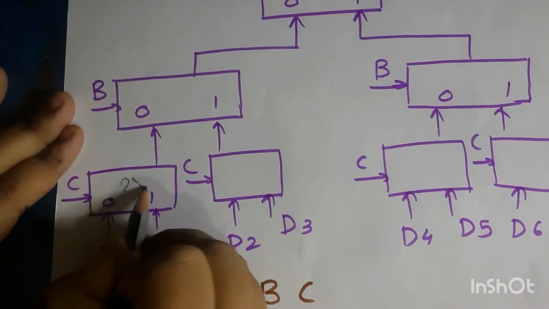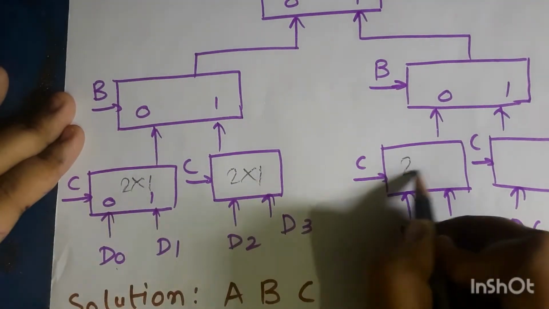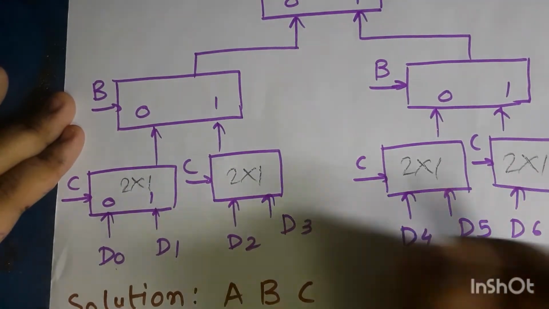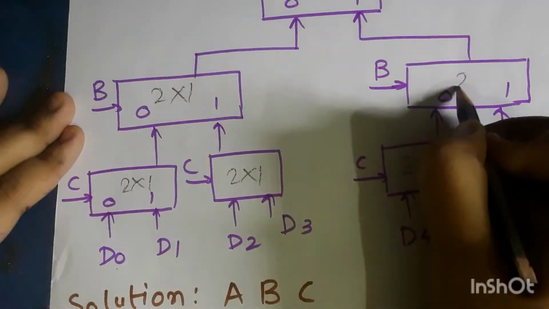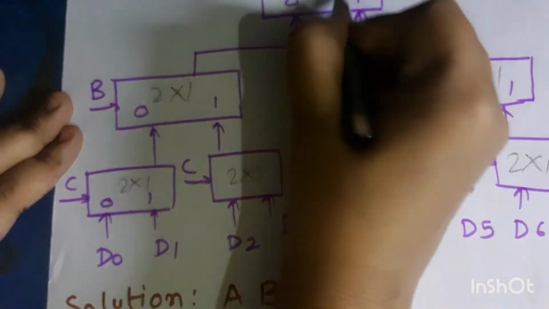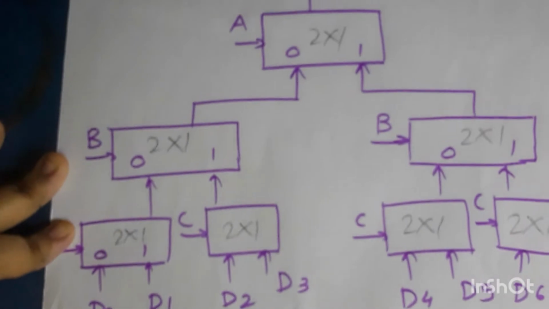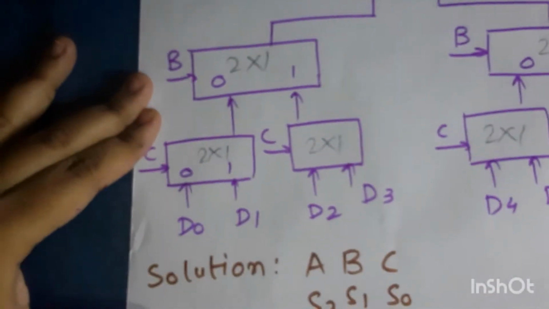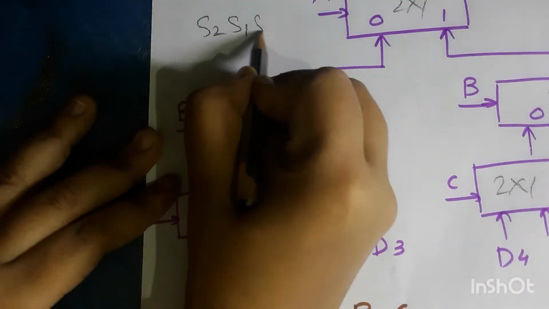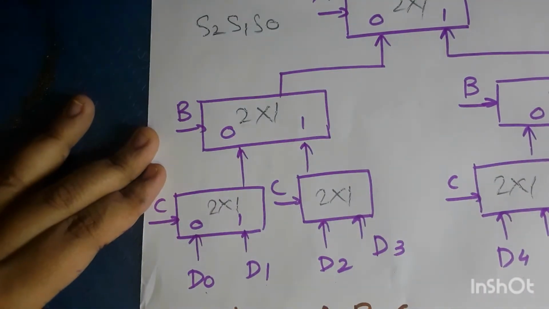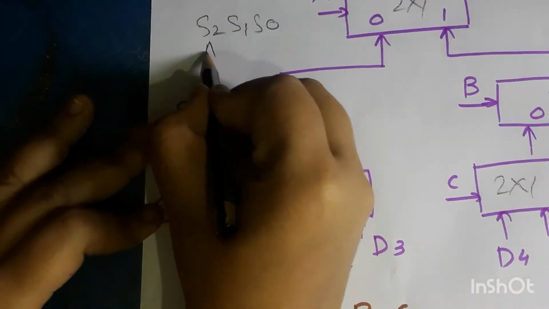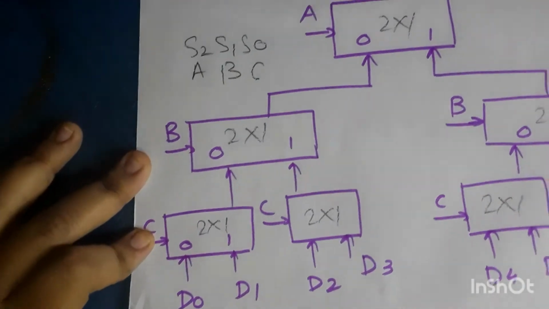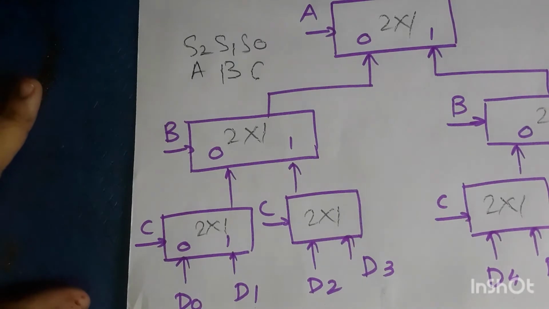So these are all 2 cross 1 mux. I need not mention it, but it is self-understood that these are all 2 cross 1. A, B, C are actually the select lines for the mux. If I write them as S2, S1, S0, so A, B, C. This is how it would be.